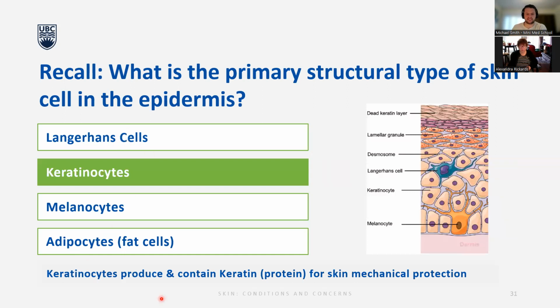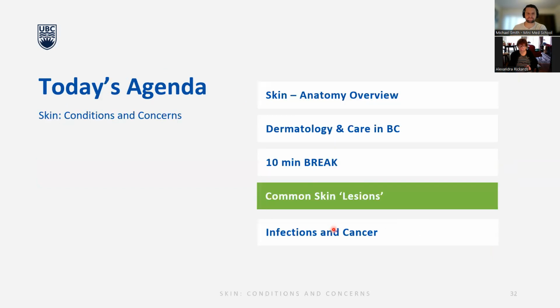As the name suggests, these cells produce and contain keratin, which is a protein that is helpful for the mechanical protection functions of the skin. But as we talked about earlier, these cells constantly reproduce and are shed off every day. That's important since changes in how these cells divide and grow can lead to some forms of abnormal cell growth or skin lesions, and then it can even get into the concerning ones like skin cancers. So as mentioned, this is what we're going to talk about for the last half of the lecture: some common skin conditions or lesions, and then infections and cancer.